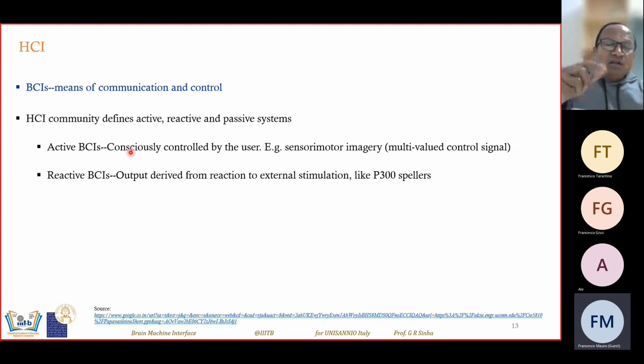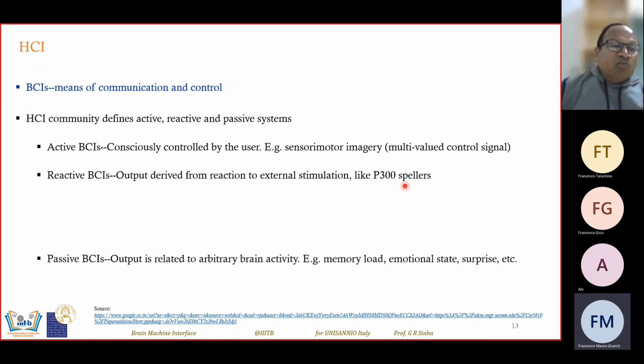Reactive means, when you give a task to a person and they see some object, some character, they react to that impression, that picture, that letter. Therefore it is called reactive. Output is derived from reaction to external stimulation. P300 speller. The next lecture is completely on P300. That is a very popular BCI. So the lecture which we'll take up on Monday will be completely based on P300, reactive BCI.